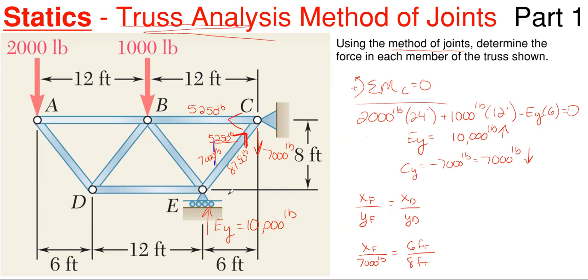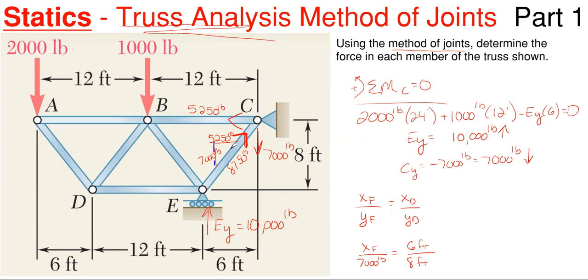So that is joint C completely solved out. Everything is in equilibrium with joint C right now. We have 7,000 pounds down, 7,000 up, 5,250 right, 5,250 left. And that is what you're going to do with the method of joints at every single joint. It just gets really repetitive.